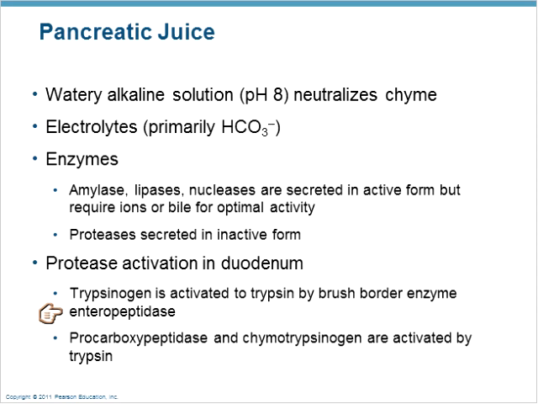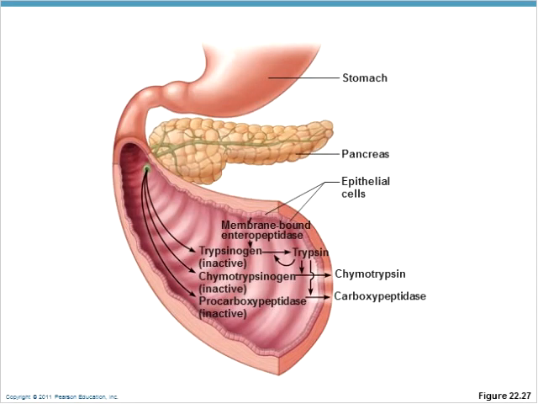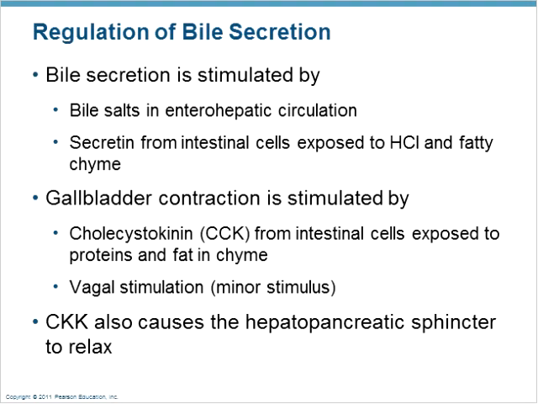Procarboxypeptidase, wow, say that three times fast, and chymotrypsinogen are activated by the trypsin. This takes you through that process and gives you an idea of how, when the duodenum opens up, you get a feel for how that's broken down.